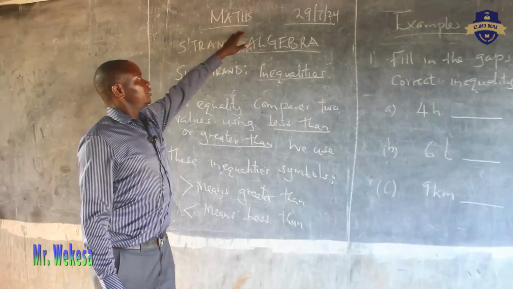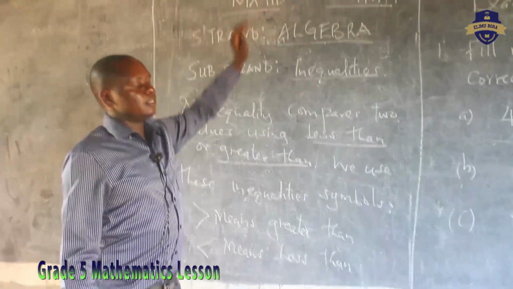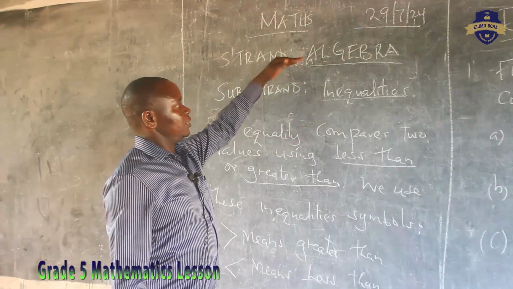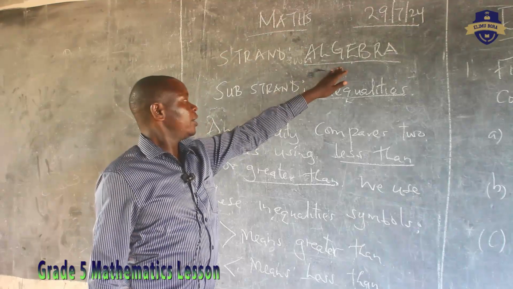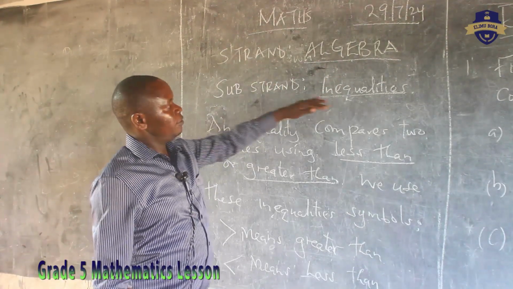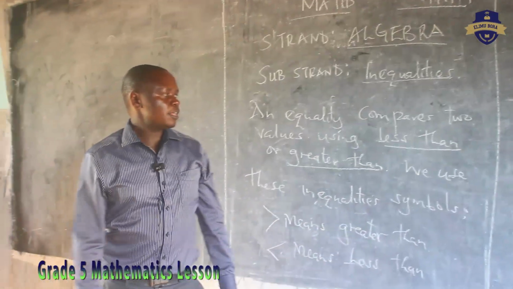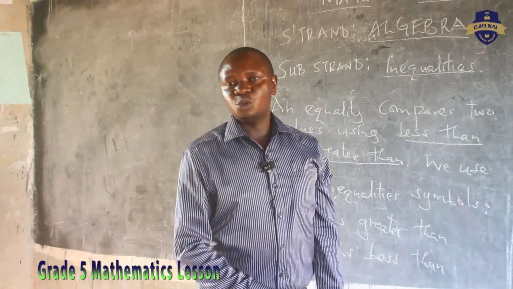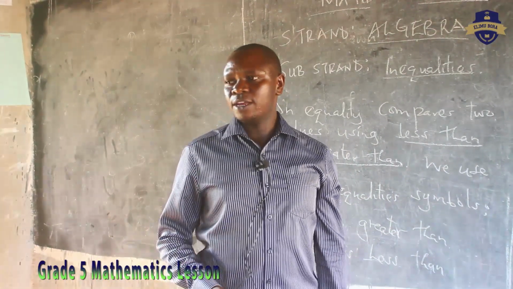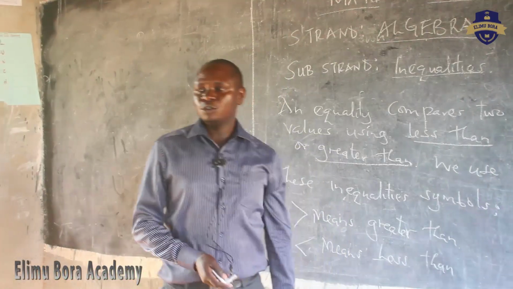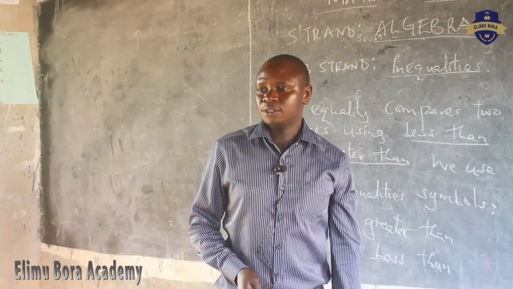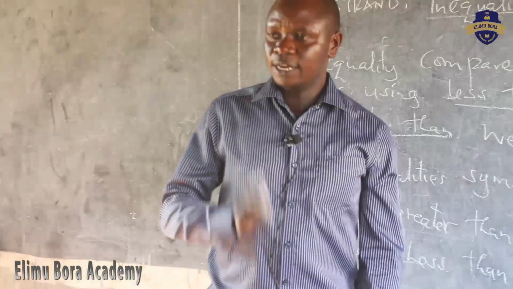The first lesson or the learning area is mathematics. We are going to learn about what? The last strand, which is algebra, under the sub-strand of inequalities. So when you talk about inequalities, we are just comparing what? Two items. Are you together? And those two items we are going to compare using what? Two symbols, less than or greater than.